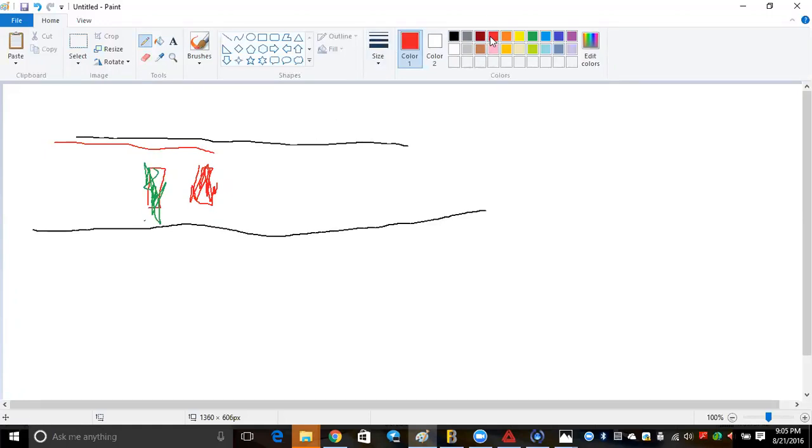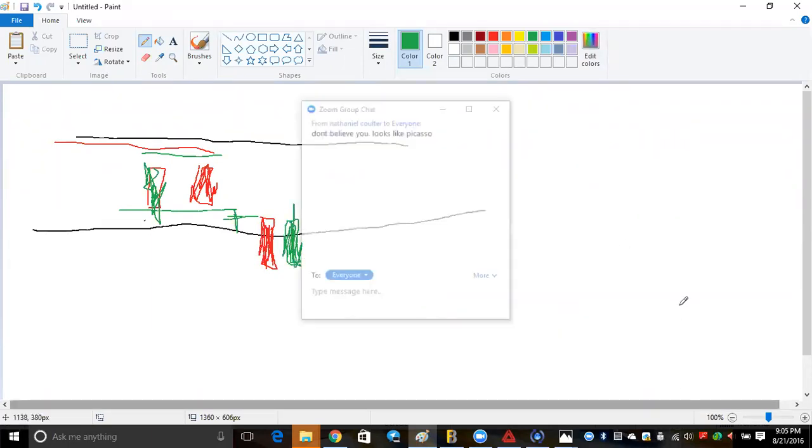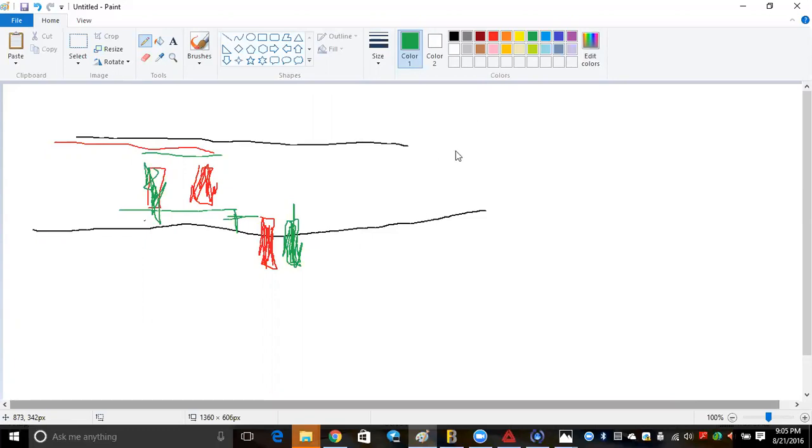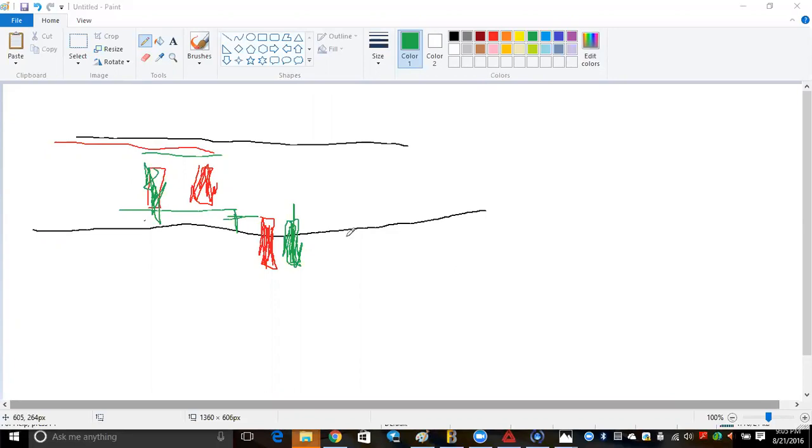Watch now. This is the Asian session, 2 bars. This is a doji. This is just an example. And then they do this. These are all 4-hour bars. Look, it looks like Picasso. Hey, thanks for the compliment. I wish.